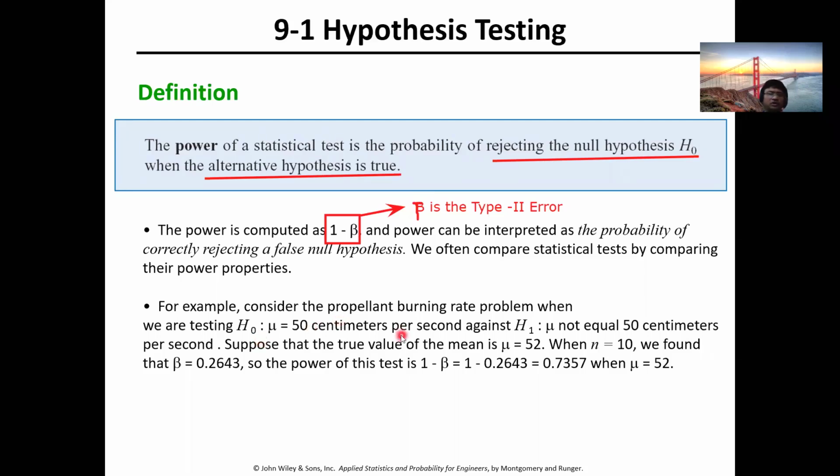For example, we consider that we are testing hypothesis H0: mu equal to 50 centimeters per second against H1: mu not equal to 50 centimeters per second. Suppose that the true value of the mean is mu equal to 52 when the sample size n equal to 10. We found that beta equal to 0.2643. So the power of test, that is 1 minus beta, is equal to 1 minus 0.2643. So this is the power of test.